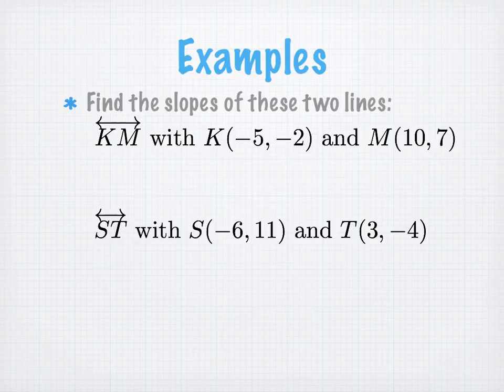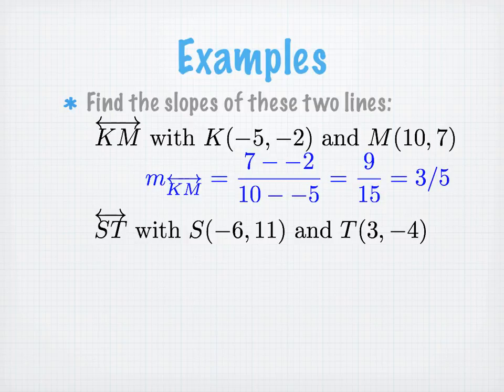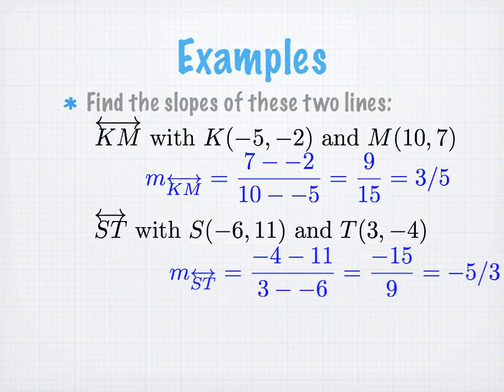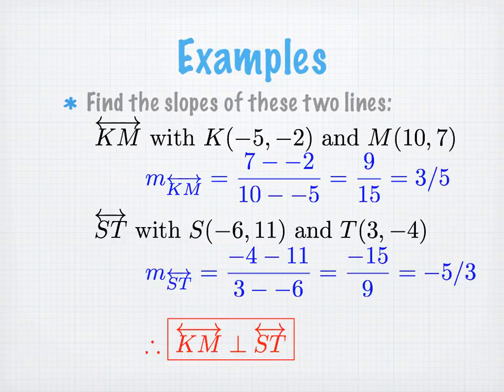After you read these examples, pause the video and try calculating on your own. Here we have the slope of line KM and the slope of line ST. Press pause right now and find the slope individually of these 2 lines, KM and ST. Did you press pause? Good. The slope of line KM was 3/5. The slope of line ST was -5/3, which implies, therefore, line KM is perpendicular to line ST.